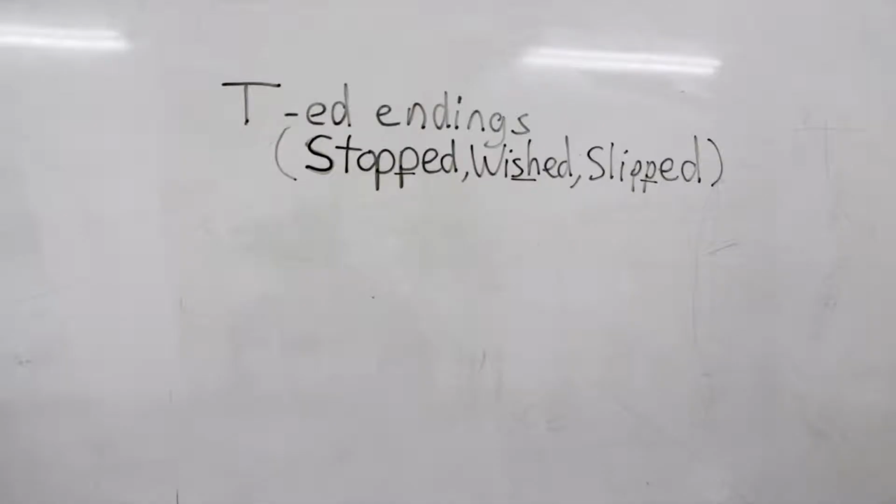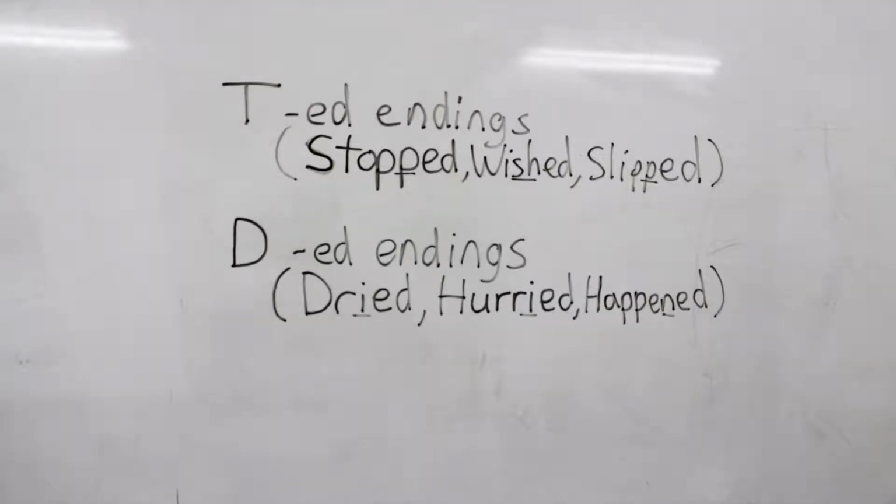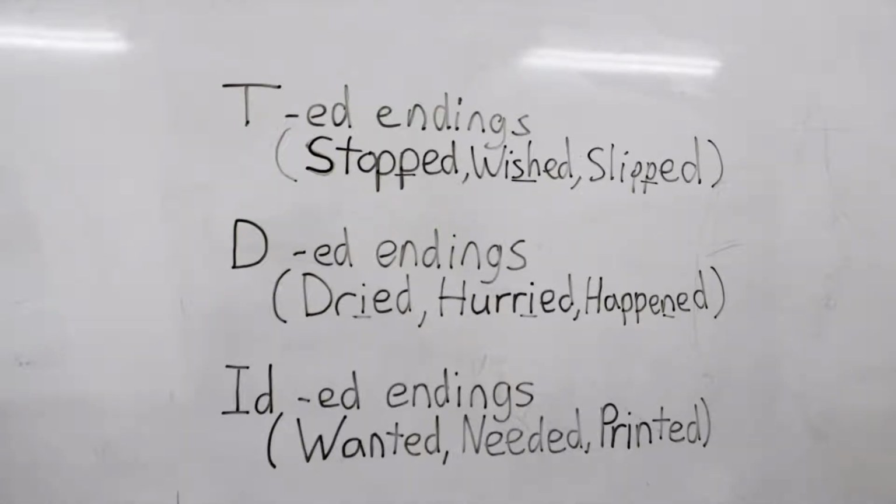There are three types of ED endings. The first one is TED endings. You'll see this with examples like stopped, wished, slipped. Then we have DED endings. These are ED endings with the D sound at the end, like dried, hurried, happened. Last, we have ID endings. This is where we add an extra syllable to the end of the word.